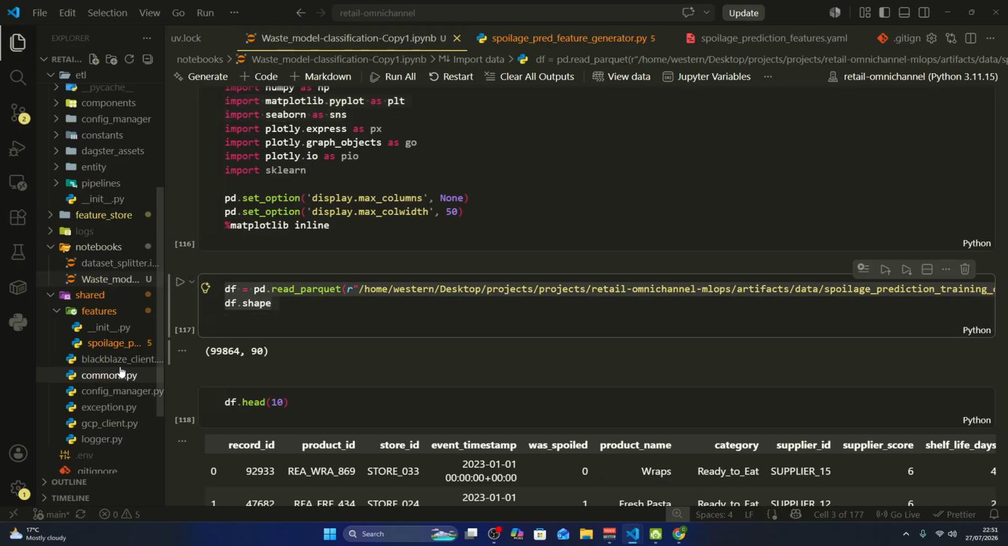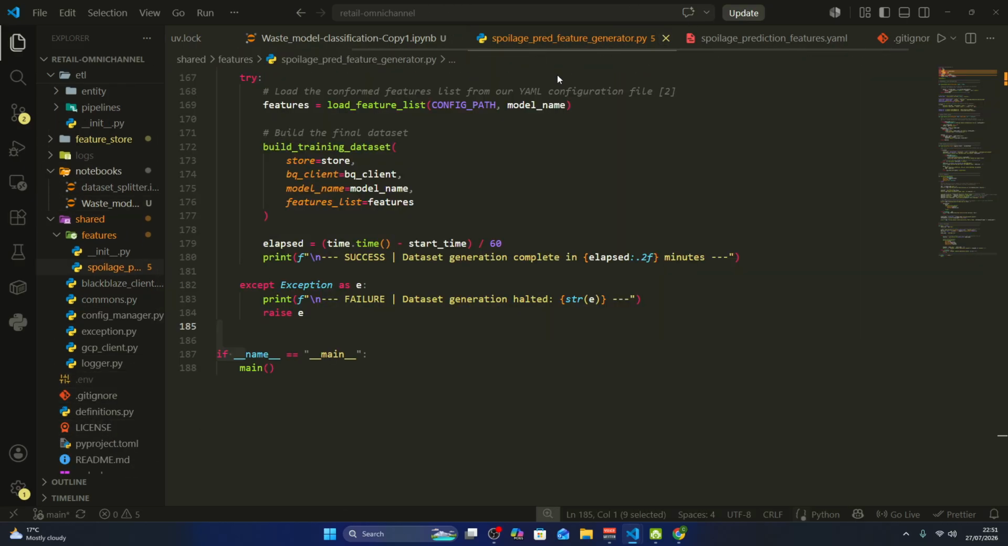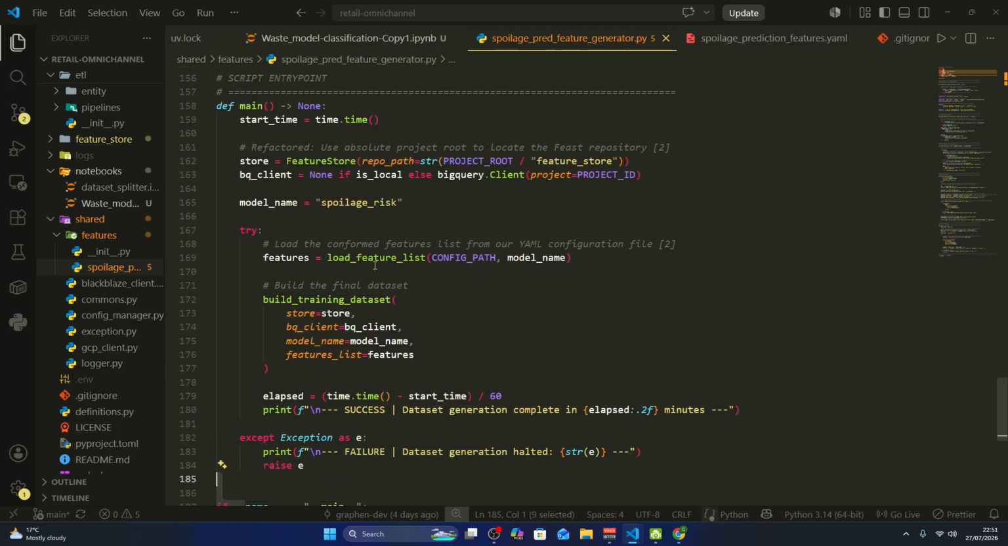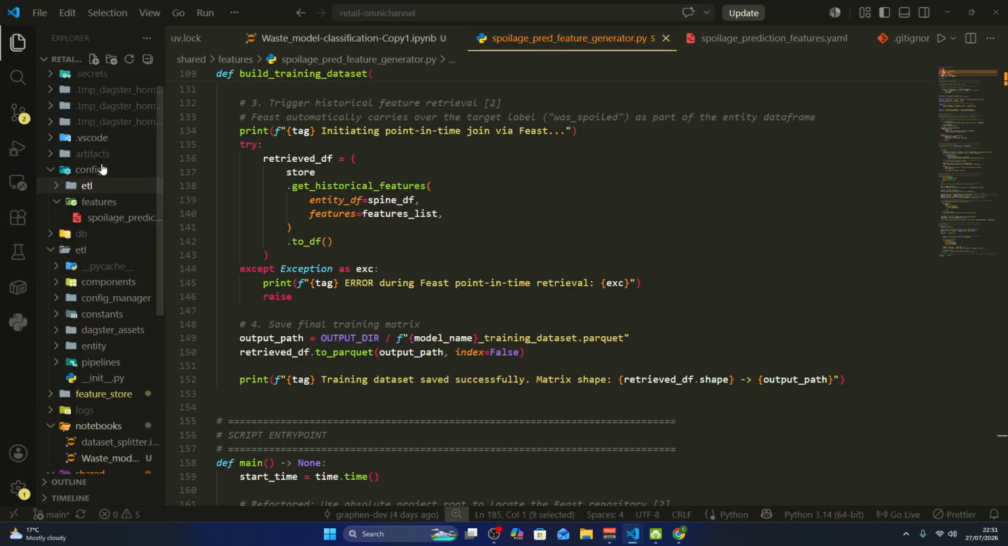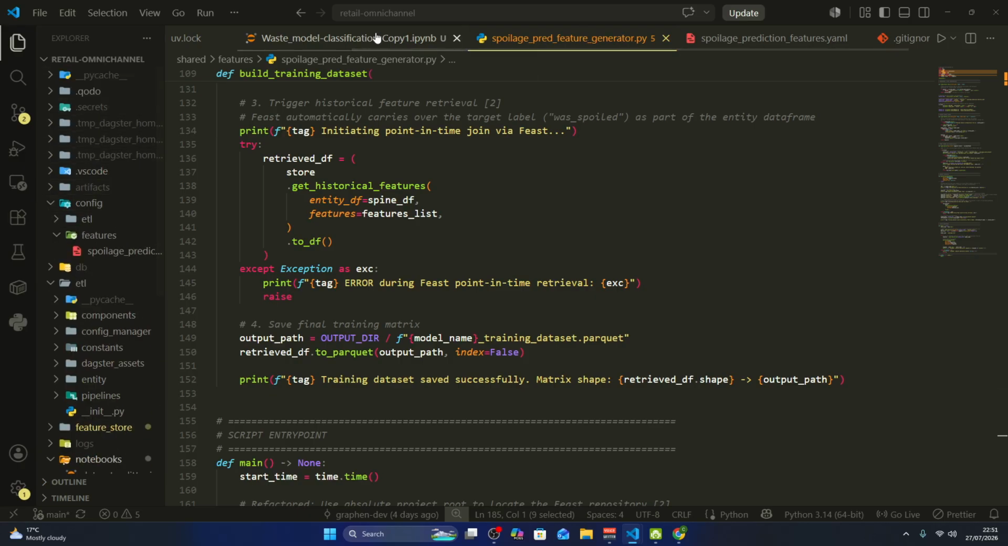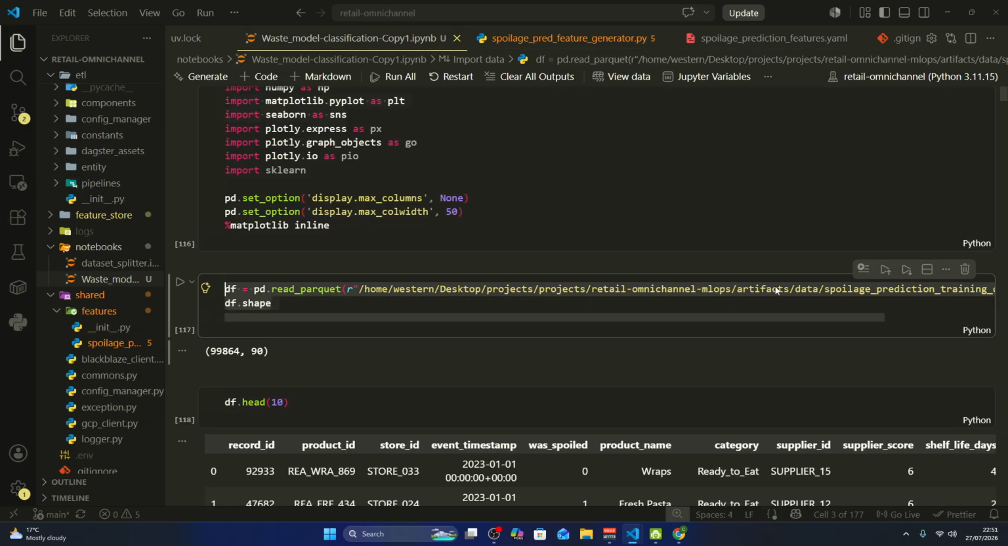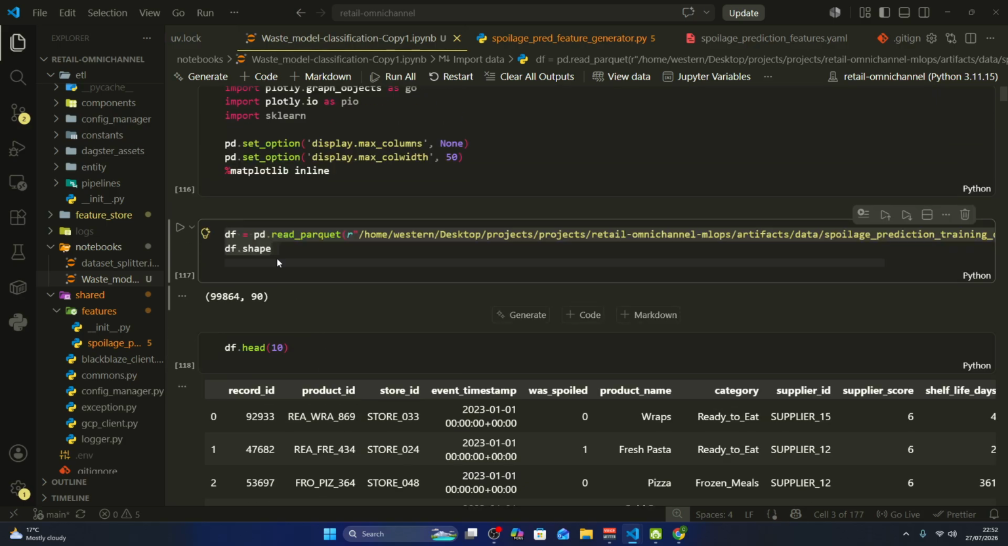Once we pull the file, I think it will be found under the artifacts. So that will be your data. Then you can just pull that data. So in my case, the data had 90 features. So those are the 90 columns and almost 100,000 rows.